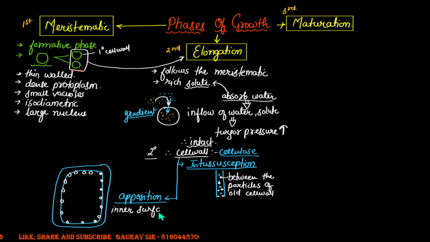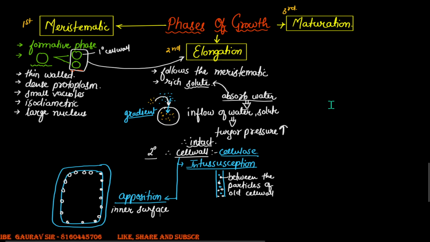So there are two theories proposed for the deposition of the cellulose in the cell wall. First is intussusception, which states that the particles of the cellulose are deposited between the particles of the old cell wall, and then there's another theory by the name of apposition, which states that the particles of the cellulose are deposited on the inner surface of the cell wall.